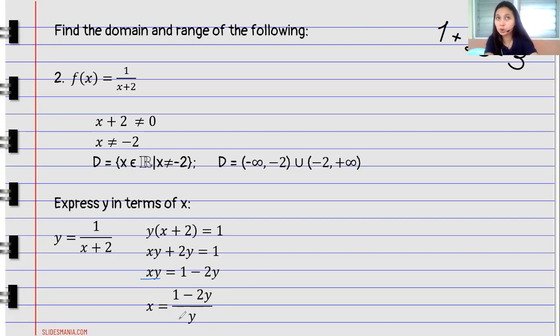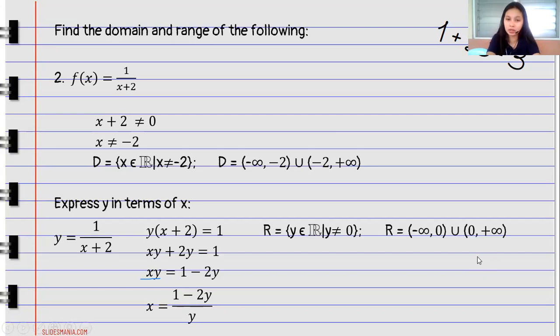Okay? Kumbaga, substitute niya lang. Okay? Pero y pa rin siya. So, ito na po siya. So, ibig sabihin, our range is from negative infinity up to 0, to the union of 0 up to the positive infinity. Okay, kasi bakit po siya 0? Kasi y na po yung denominator natin.